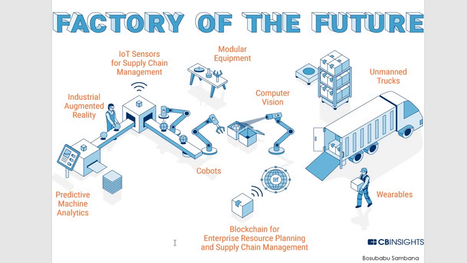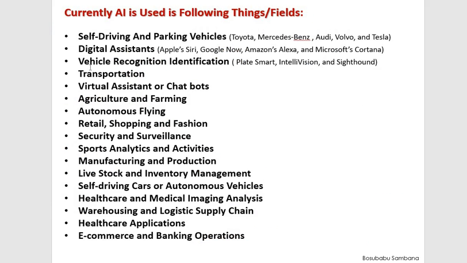Next, factory of the future. This diagram represents the factory of the future. Next, currently AI is used in the following fields: self-driving and parking vehicles like Toyota, Mercedes-Benz, Audi, Volvo and Tesla. Digital assistants, we know Apple Siri, Google Now, Amazon Alexa and Microsoft Cortana.